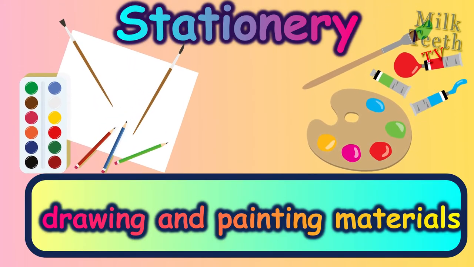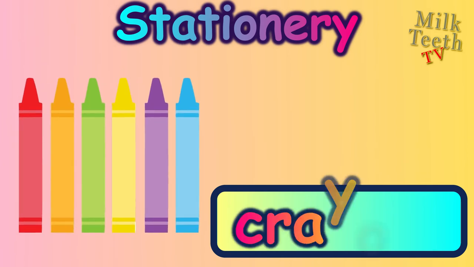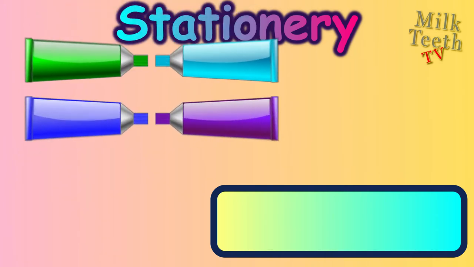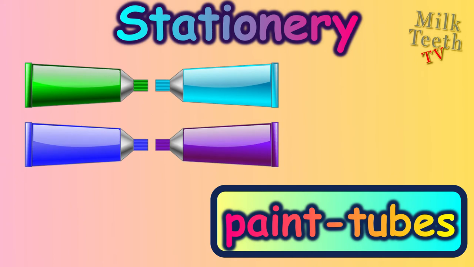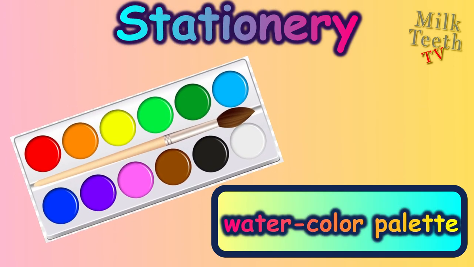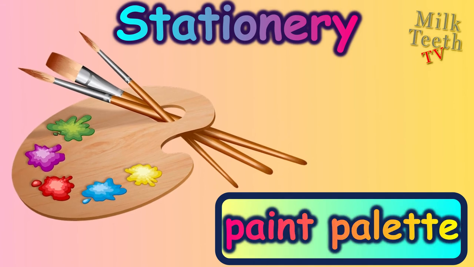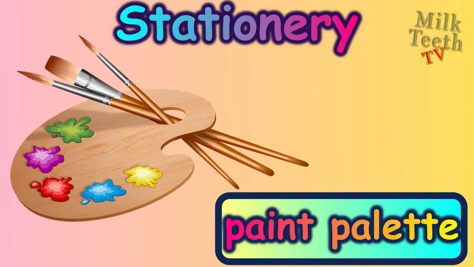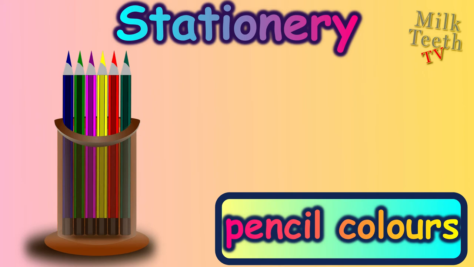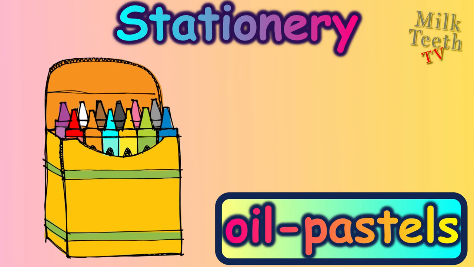Now let us learn about the drawing and painting materials. These are kids' favorite crayons. These are paint tubes, also known as tube paints. This is a watercolor palette. This is a paint palette. These are pencil colors, also known as color pencils. These are oil pastels.